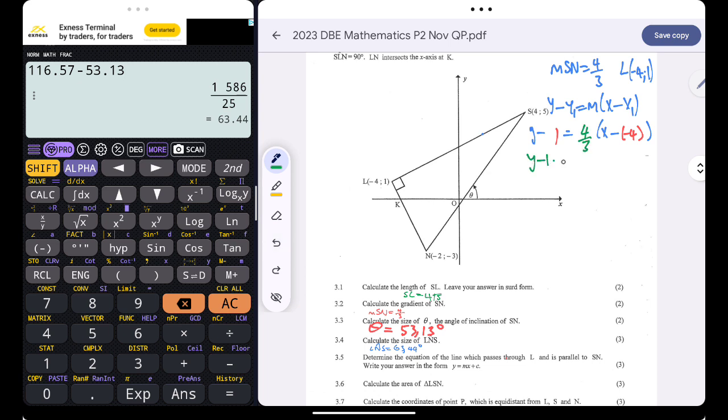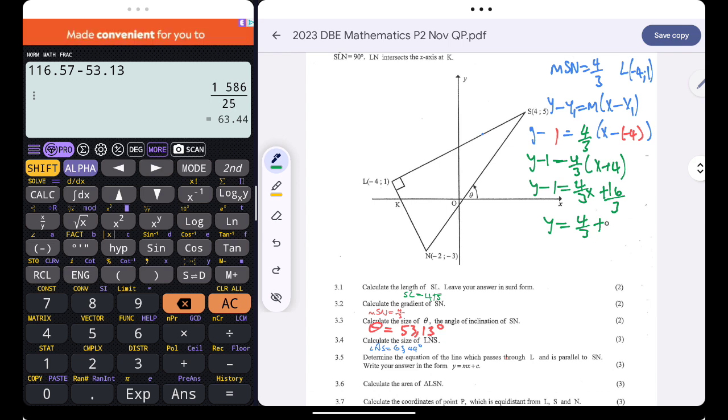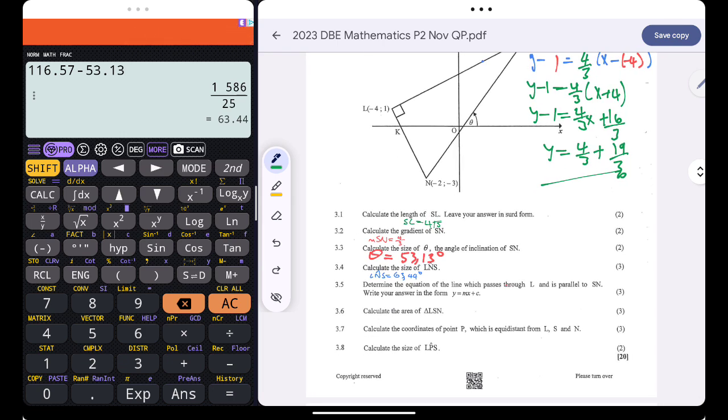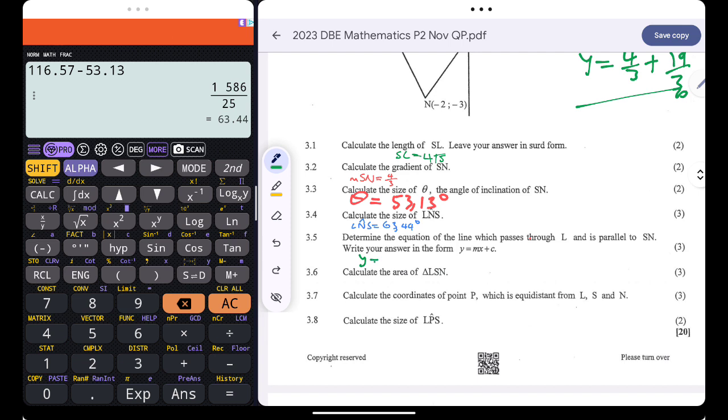So simply have y minus 1 is equal to 4 over 3x plus 4. Y minus 1 is 4 over 3x plus 16 over 3. Then y is equal to 4 over 3x. When the 1 goes to the other side, it will be positive. Then 16 over 3 plus 1, that's 19 over 3. So I know that y will be equal to 4 over 3x plus 19 over 3.